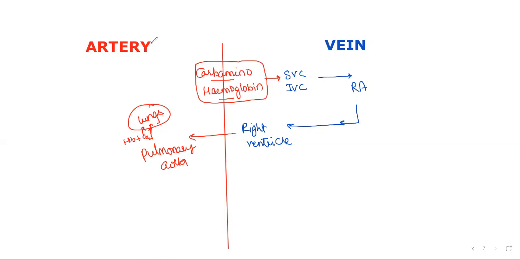Then in the same way, if I ask you H+ ions, same way here, superior vena cava, inferior vena cava, right atrium, right ventricle, pulmonary aorta. Then after we dumped here in chloride shift, if you remember, we did that particular area. In that area we did, if you remember, isn't it? Yeah. So that's it about arteries and veins here.